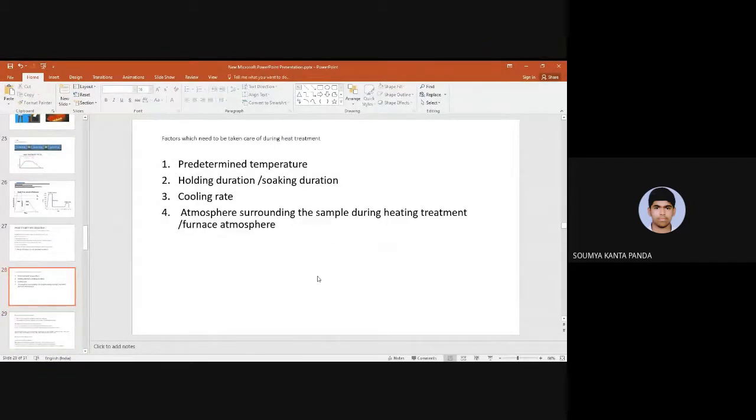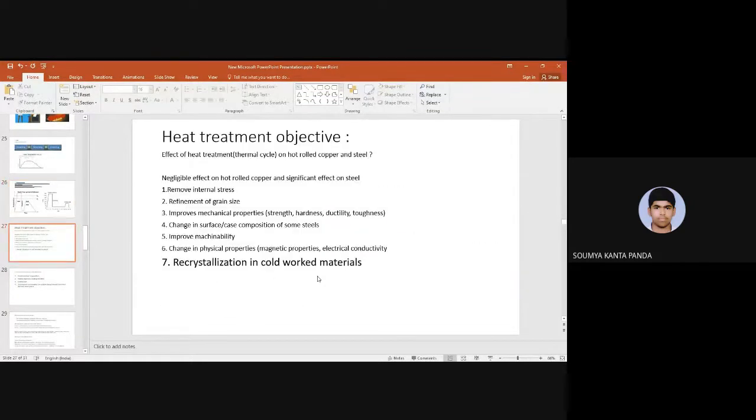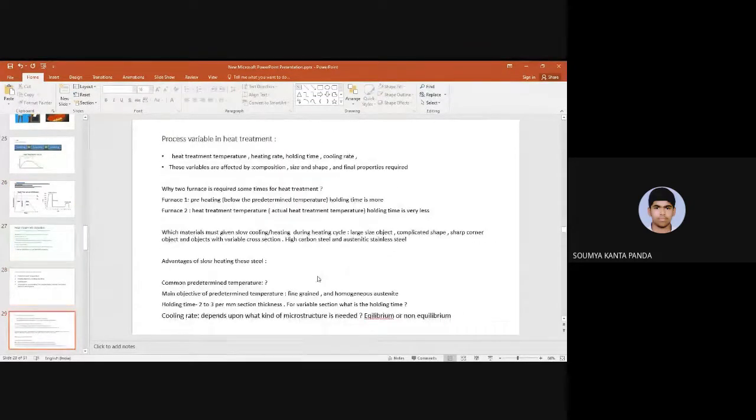But if you do slow heating, what will happen? The sample will slowly get heated and there will be no thermal gradient. No thermal gradient means no thermal stresses generated inside the material. So to prevent the stresses, we need to do slow heating of a big size sample. But if it is a very thin section, you can heat it at a very fast rate. There is no problem, right? Then for a complicated shape, can anybody tell me why it should be heated slowly? Same reason, right? Similarly, sharp corners, that is again the same thing.